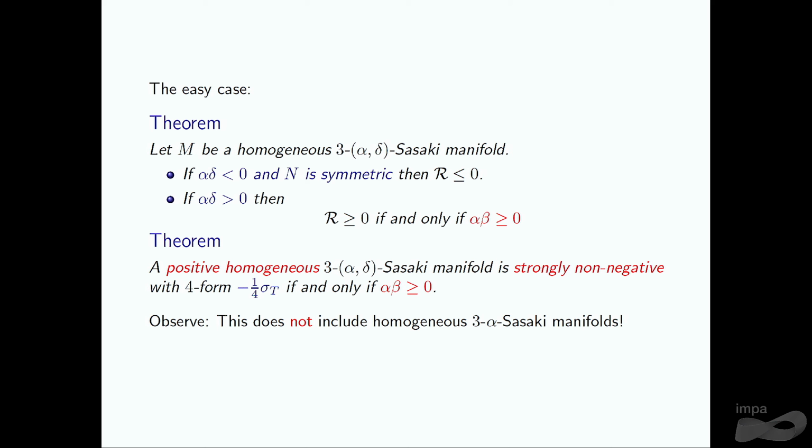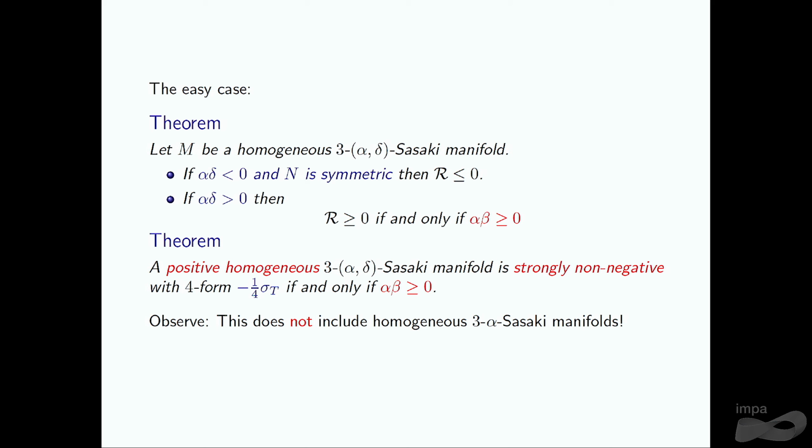Here comes the easy case. Easy in the sense, if you know all the things about curvature that I have been talking about, which I didn't show you, then you can prove it. It's still not a one-liner, but it's the easier part of what I'm going to say from now on. So, easy. Suppose you have a homogeneous free alpha delta Sasaki manifold. First thing is, if alpha times delta is strictly negative and the base, the quaternionic Kähler base, is symmetric, then indeed the curvature operator is non-positive.